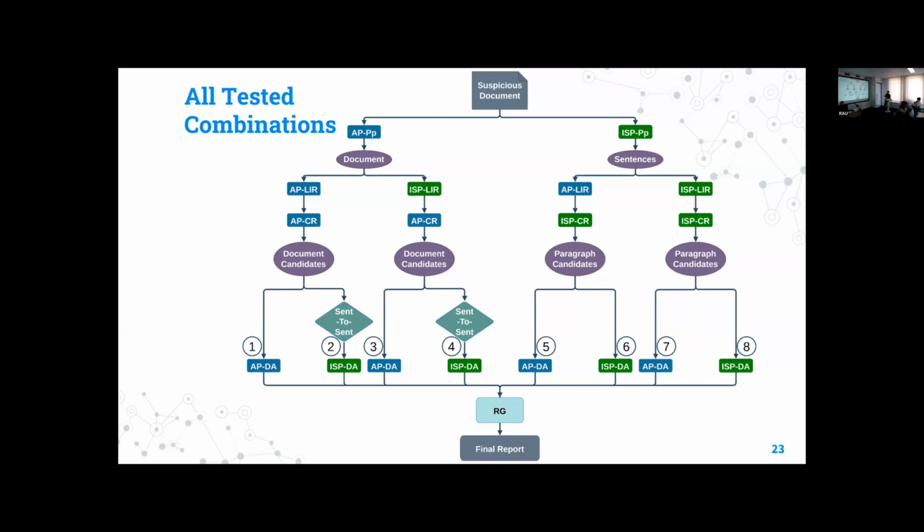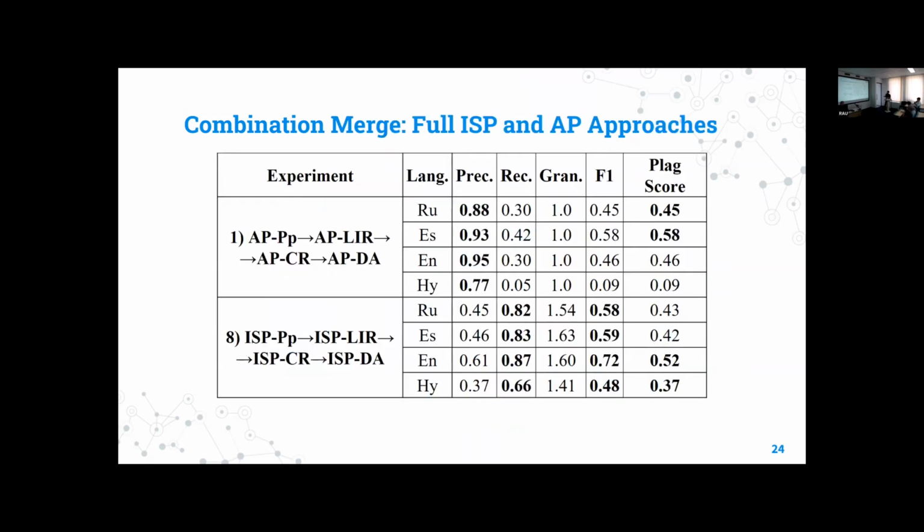But we had to somehow tune these 2 algorithms so they can work with each other. For example, for the anti-plagiat algorithm, after the candidate retrieval step we had 2 documents to compare, but the ISPRAS algorithm's detailed analysis took sentence to sentence, so we had to somehow get sentences and compare them pairwise.